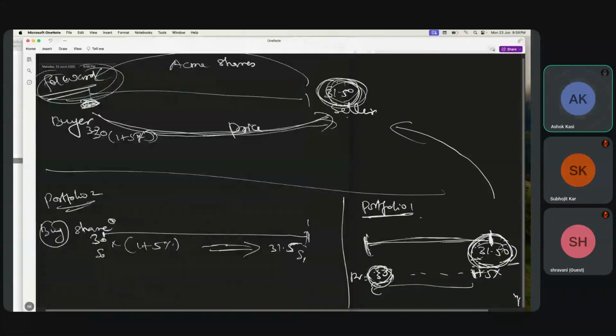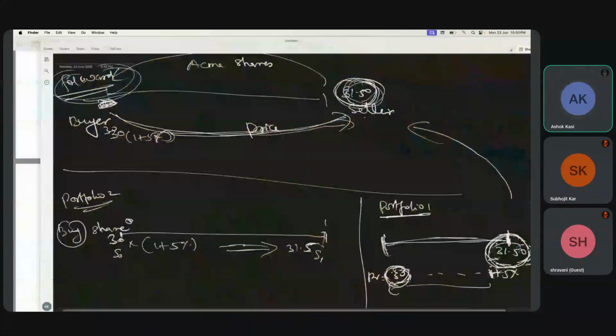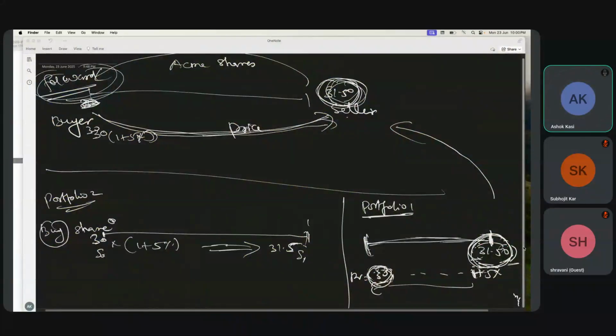Have you understood this one? Or should I repeat it again? Should I repeat again? Yeah, the first one. Okay.